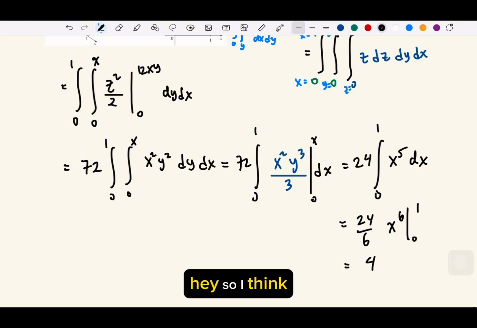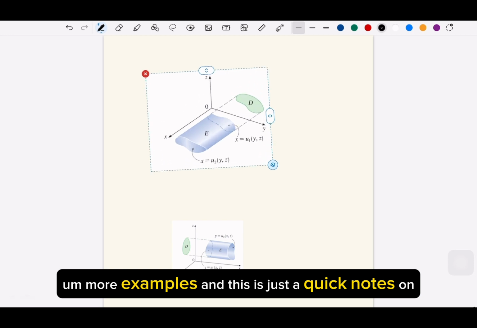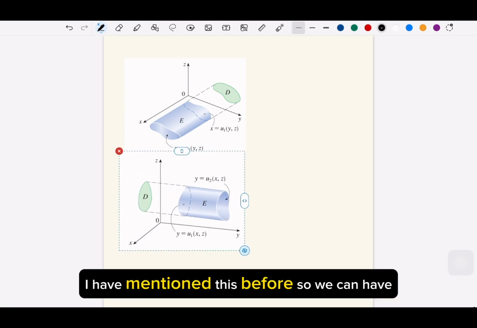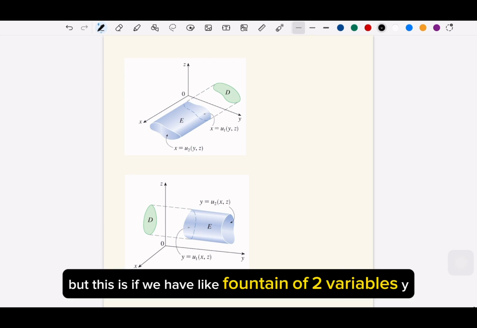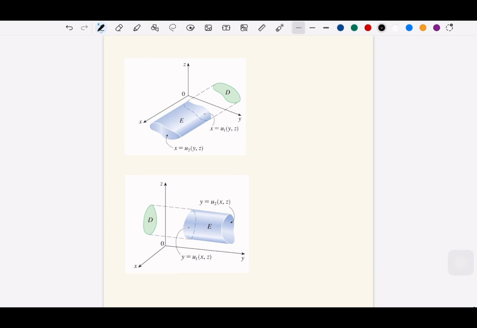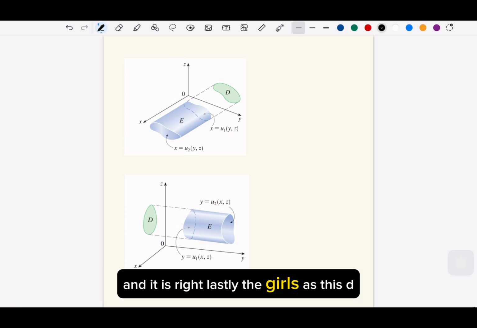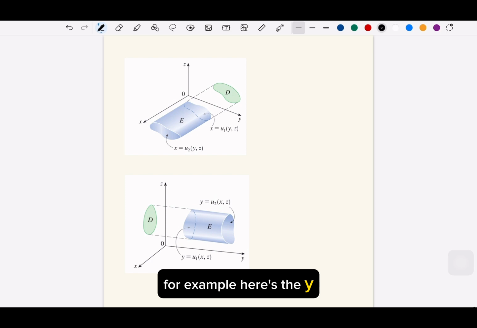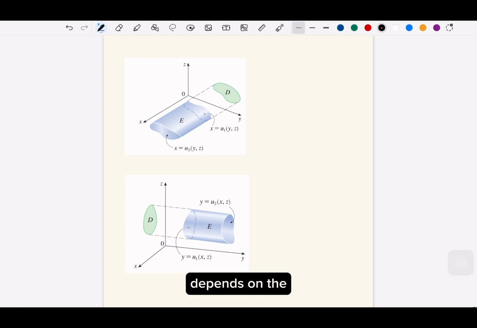Okay, so I think you can go look at more examples, and this is just quick notes on the graphs, on what kinds of possibilities we might have. I have mentioned this before, so we can have at least six combinations of the order. So this is if we have a function of two variables yz, a function of two variables xz, okay? As long as we can define the D, we can solve the problem. So first, maybe write just the function of two variables first, and then write the last two integrals as just D, and then we draw the D, and then we decide which one we take. For example, here's the dy, so we can start to look maybe at dz dx or dx dz. So it depends on D. Okay? It depends on D.